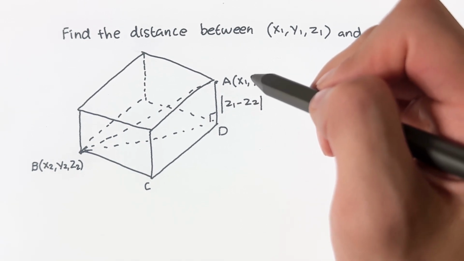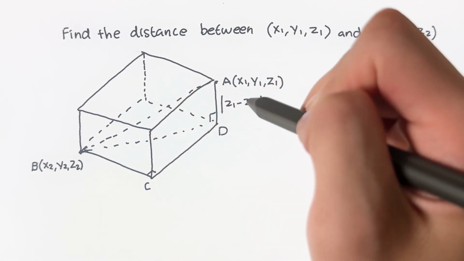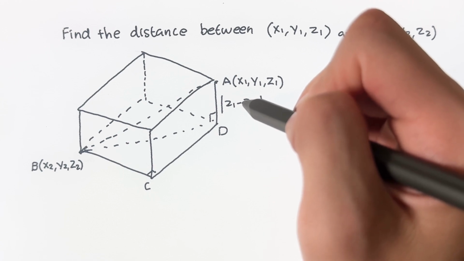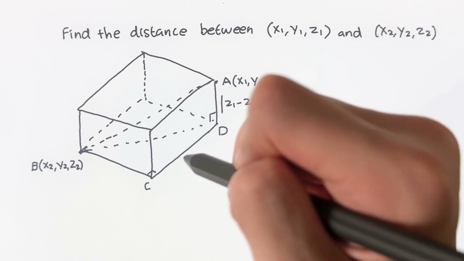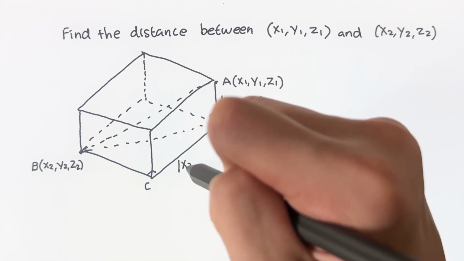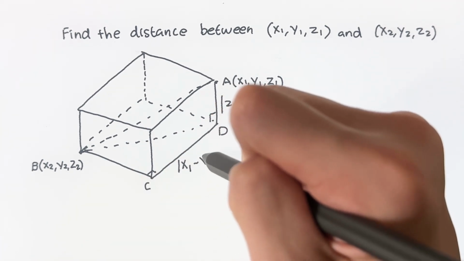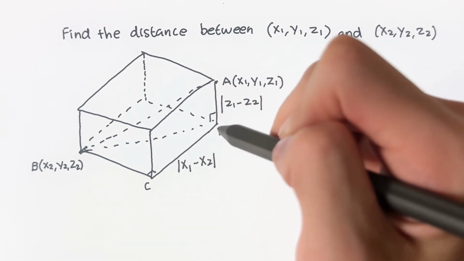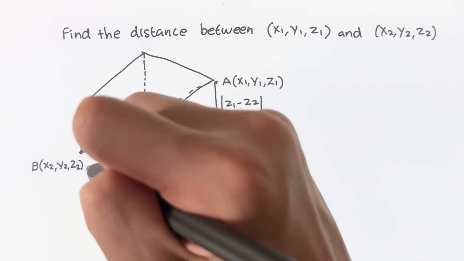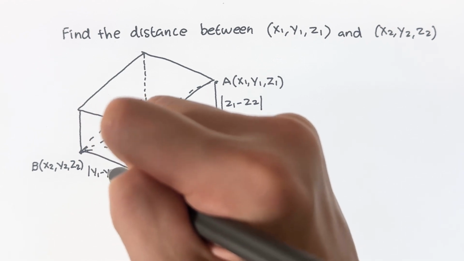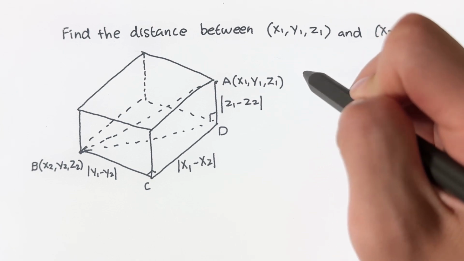To find BD, we'll need to find BC and CD because, once again, in the right triangle BCD, BD equals the square root of BC squared plus CD squared. To find CD, it will equal the absolute value of x1 minus x2. Then, for BC, it will equal the absolute value of y1 minus y2. Then, just apply the Pythagorean theorem.